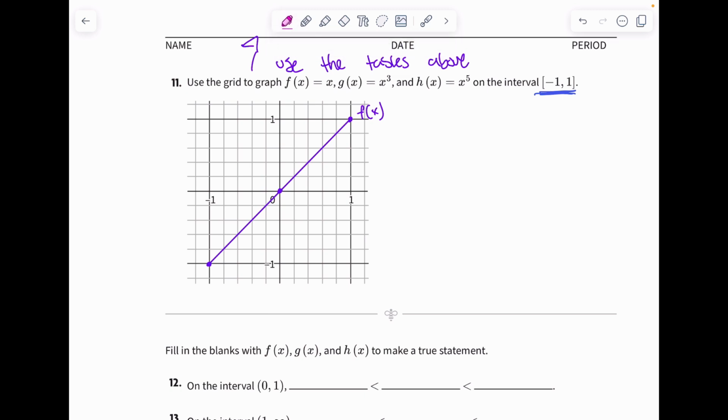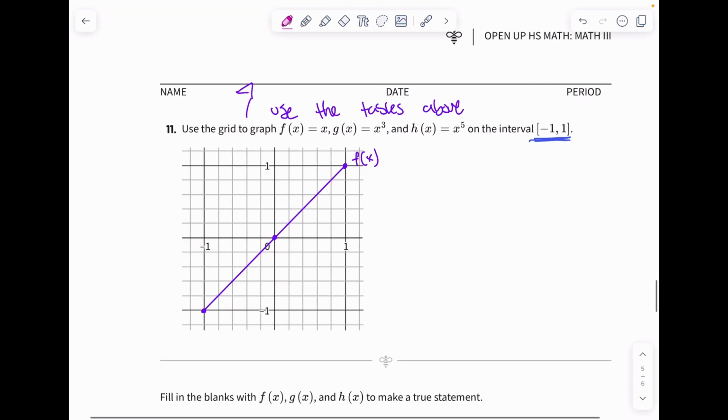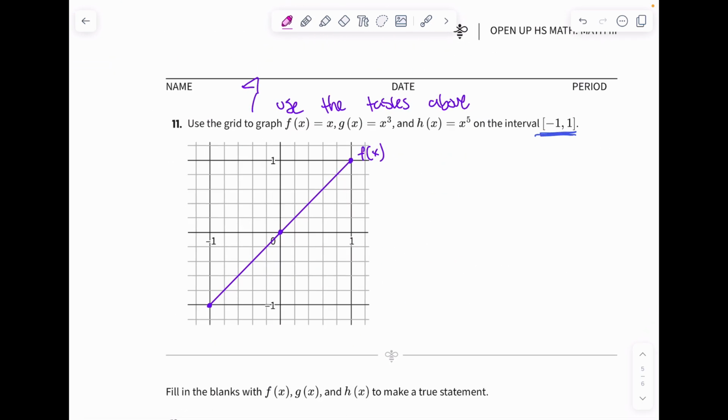Let's think about x cubed. So g of x, same concept, right? They're the exact same points, so here, here, and here. But we need to think about how g of x behaves. Okay, so it's a cubic function. So it should look something a little bit like this. And I'm not the best at drawing. This looks a little horrible. So something like this. Okay, that's fair. So that's my g of x.